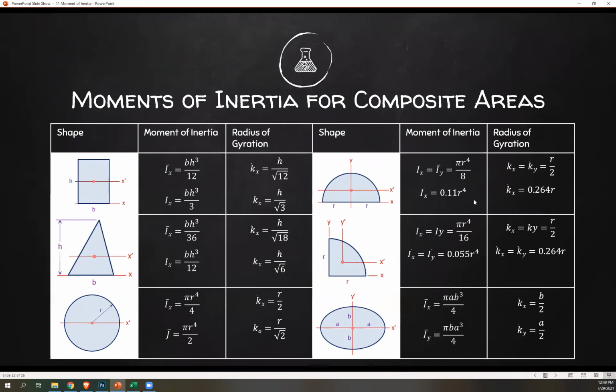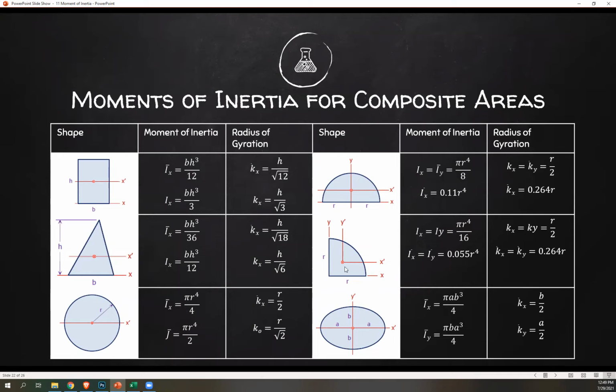And then for a semicircle, I sub x, which is the moment of inertia about the base of your semicircle, is the same as the moment of inertia about your centroidal y-axis, which is pi r raised to 4 over 8. It's different from the centroidal x-axis. The moment of inertia about the centroidal x-axis is 0.11 r raised to 4. Radius of gyration, again, about the base x and about centroidal y is r over 2. Then radius of gyration about centroidal x is 0.264 r.